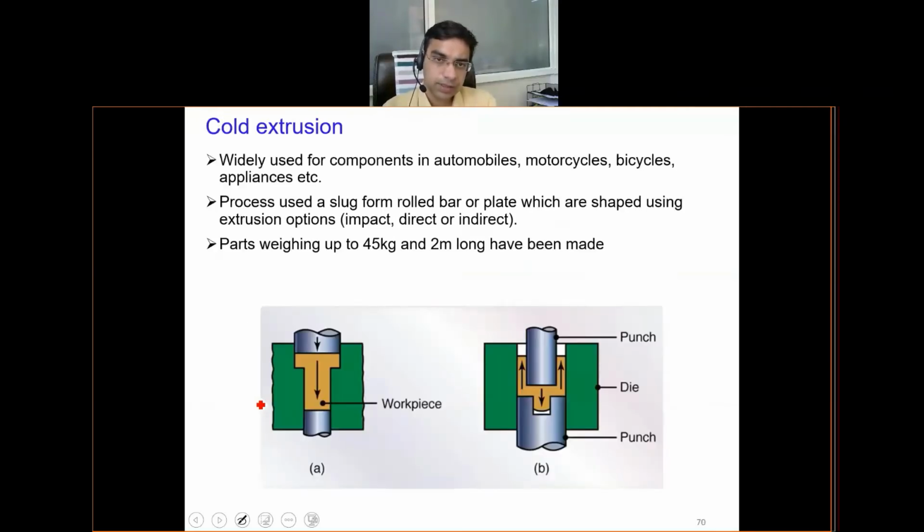Next is a schematic showing how cold extrusion works. Cold extrusion is used to make several components for automobiles like motorbikes, bicycles, etc. In this case, the slug, which is formed from a hot rolled bar or a plate, is used, and parts that weigh up to say 45 kilograms and 2 meters can be made.